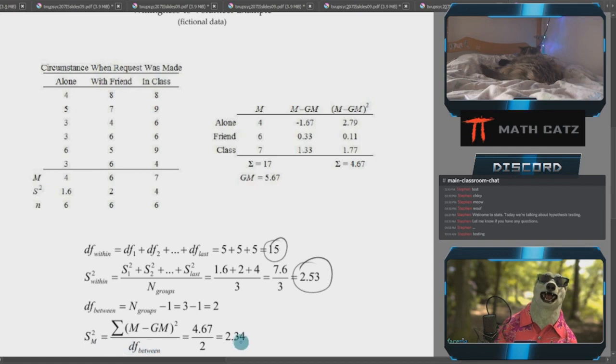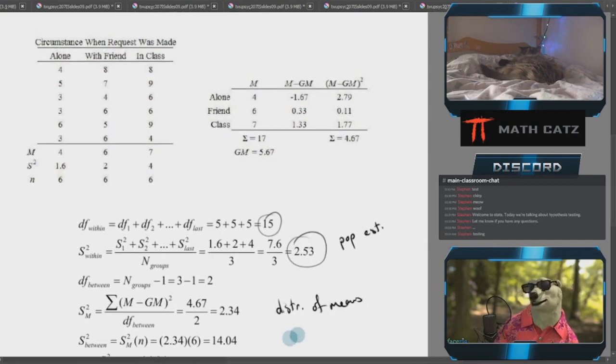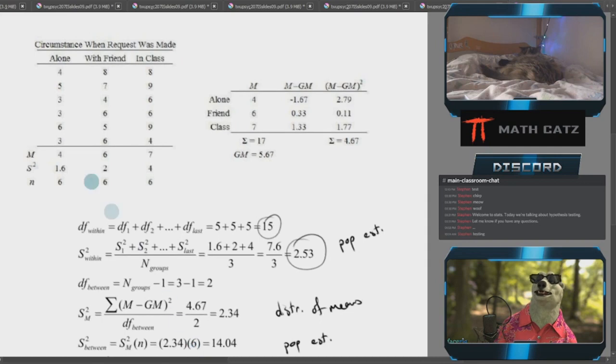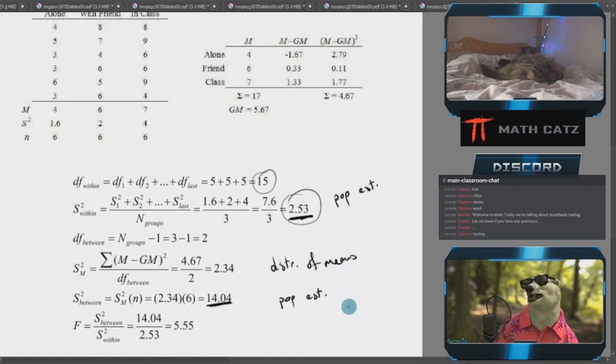And I calculate the variance estimate in exactly the same way, but remember this is for a distribution of means, and this is a population estimate. So I can't quite compare them yet. I need to convert the distribution of means to its population estimate by multiplying by the group size, 6 in this case. So now I'm comparing this 2.53 with 14.04 by way of the F ratio.